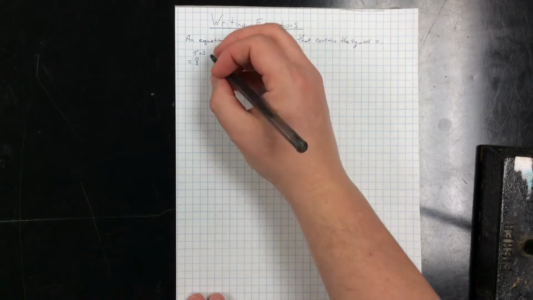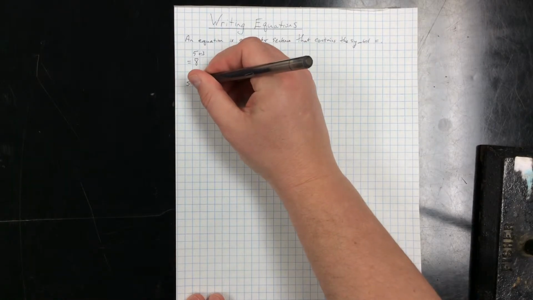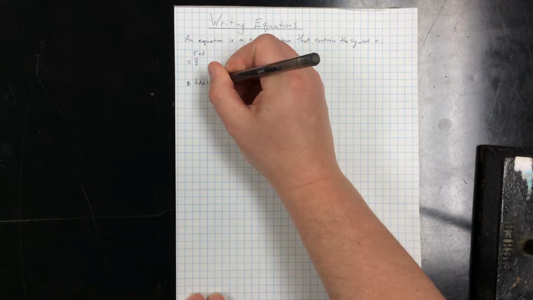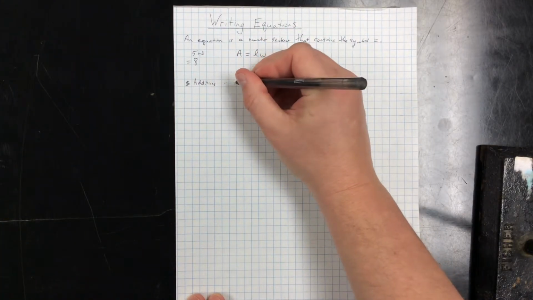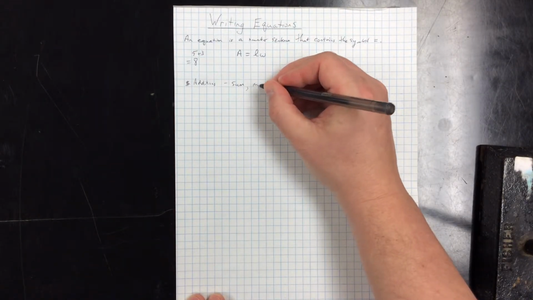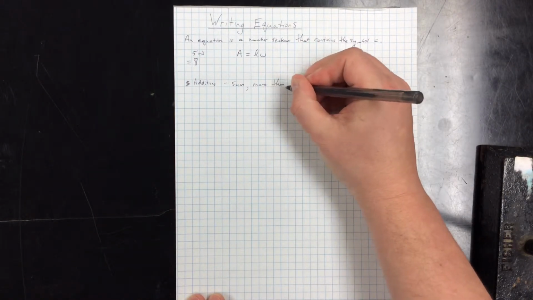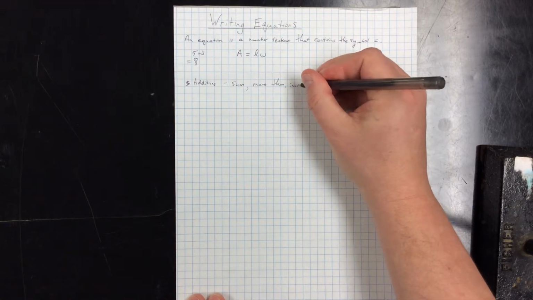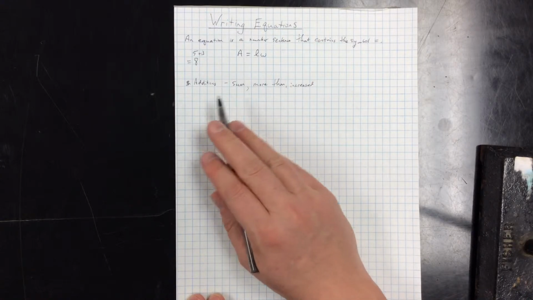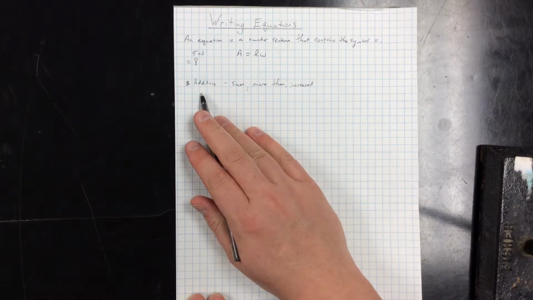As we're working through these, there are some terms we need to know when we're translating from words into number sentences. We need to remember words that mean addition. If we're talking about addition, we're going to come across words like sum. Find the sum of two numbers. Also more than, or increased, increased by. So if we see sum, more than, or increased, we know we're going to need addition in our equation.